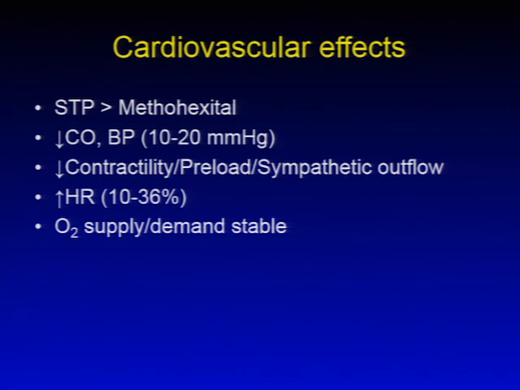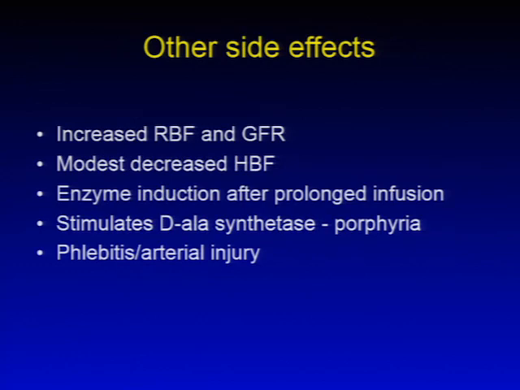Typically, you'll see a decrease in the cardiac output and the blood pressure, roughly about 10 to 20 millimeters of mercury. And this is all premised on decreased contractility, preload, and sympathetic outflow. There is often a compensatory heart rate increase of about 10 to 36% of the basal heart rate. But throughout all of this, the O2 supply and demand ratio for myocardial perfusion remains stable. Other side effects: it does increase renal blood flow and GFR. There is a modest decrease in hepatic blood flow.